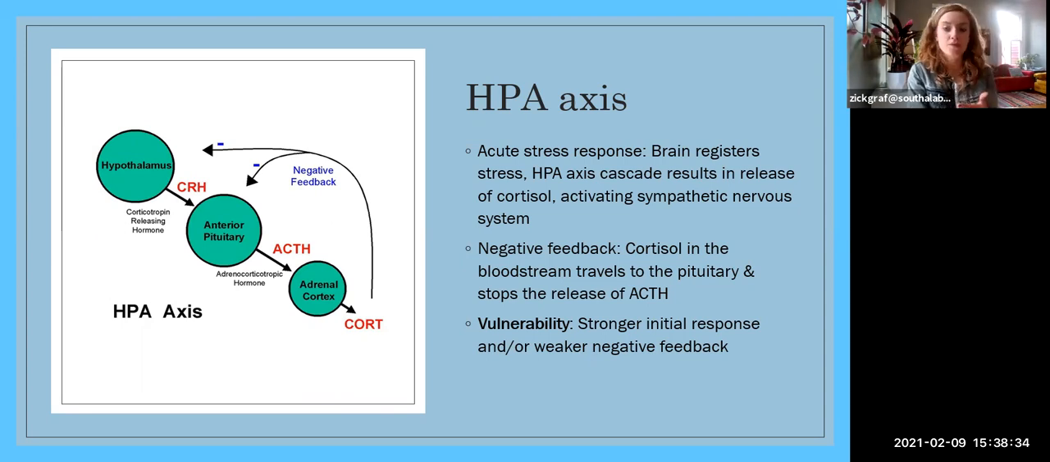When we're having an inflammatory response to an infection, cortisol is one of the hormones that's helping to maintain that inflammatory state. It also helps us respond to stress. It helps to keep the sympathetic nervous system activated.